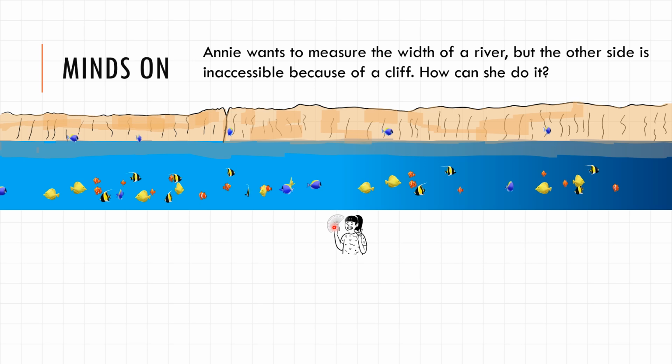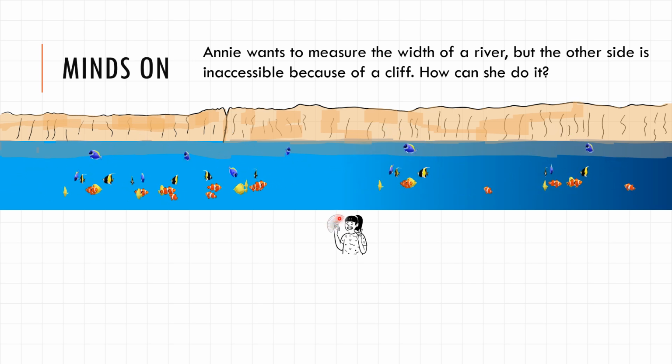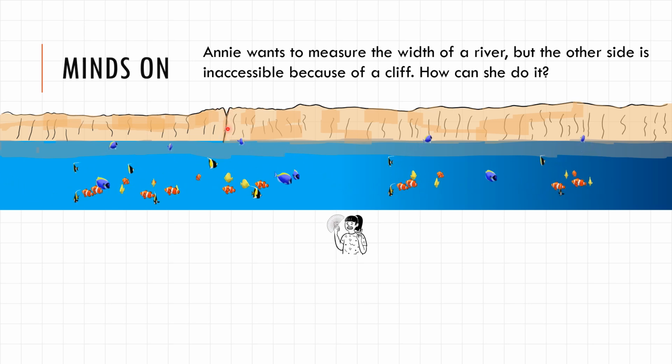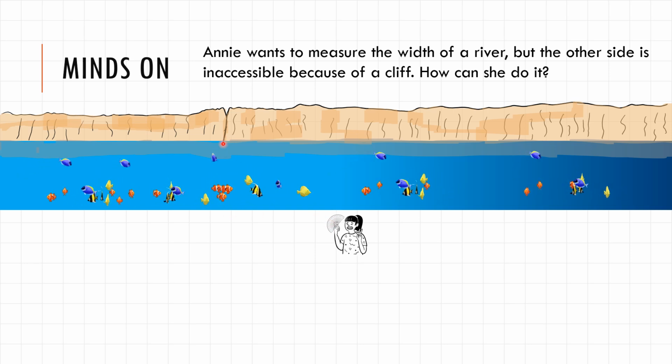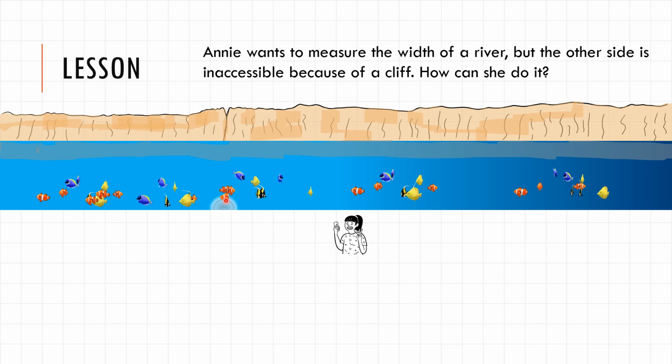Well, in this case, because she has a protractor, one of the things she can actually do, and this is a neat trick, is find a landmark. So in this case, she's found this little crack right here in the cliff, and she's going to stand across the river from that crack and put a protractor right there. If you look straight down the protractor and make sure that it's 90 degrees, you can see that you are exactly across from it.